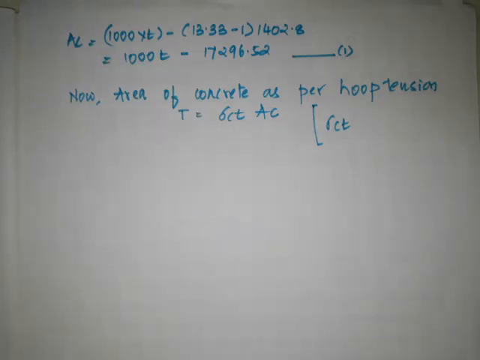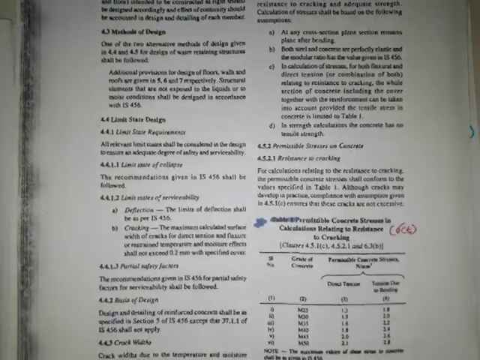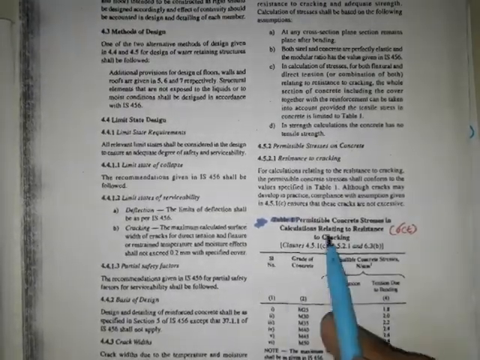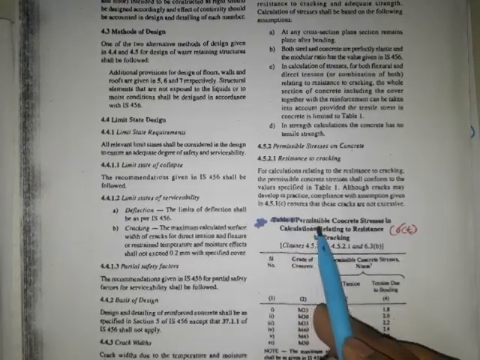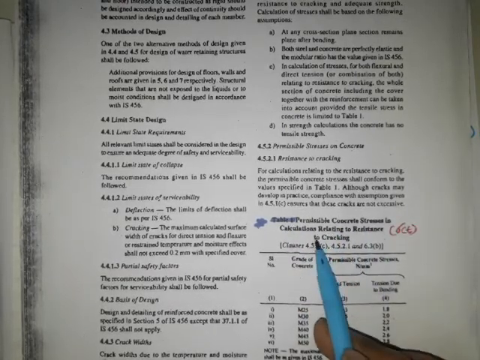So you have to refer IS 3370 part 2. Okay, for that I'll show you how to refer that. So when you go to IS 3370 part 2, you will get the table here, Table 1, permissible concrete stresses in calculation related to resisting cracking.